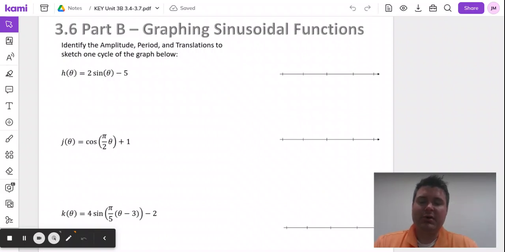I think this is super important for us moving forward in AP Pre-Calculus, because from time to time we'll need to know what behaviors of sinusoidal functions are going on, whether we're doing inequalities or we're graphing polar functions. So I think it's a really important topic that we master. If you notice here in the directions, we're just graphing one cycle, so we're just going to go one period on these. We're going to identify the amplitude, the period, and the translations. Let's just get at it.